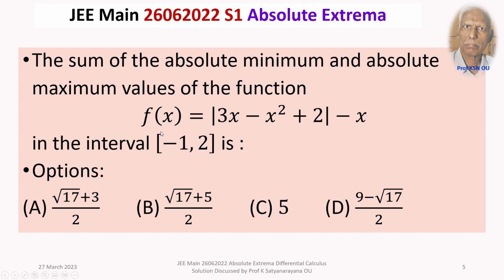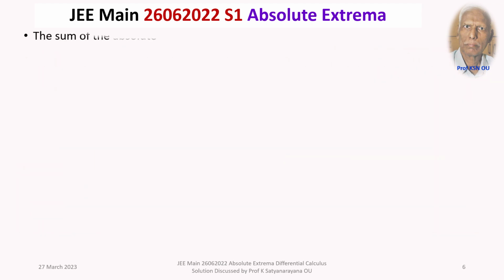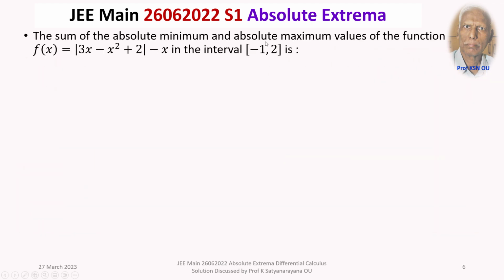We are given a function f of x defined as mod of 3x minus x square plus 2, minus x, and we have to find the sum of the absolute minimum and absolute maximum values of this function in the closed interval minus 1 to 2. This is our given question. We now discuss the solution of the problem in detail.